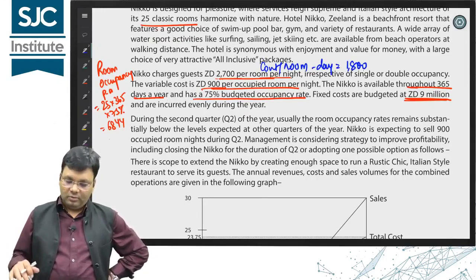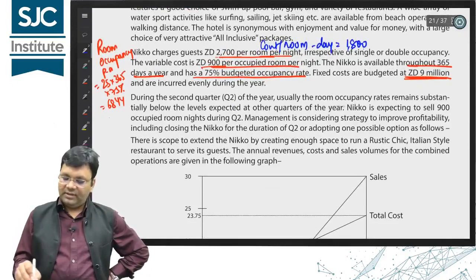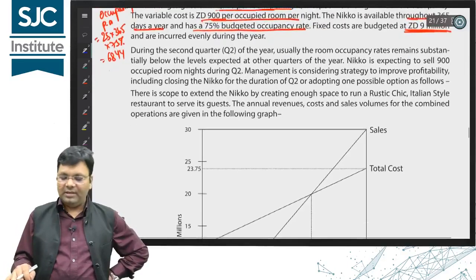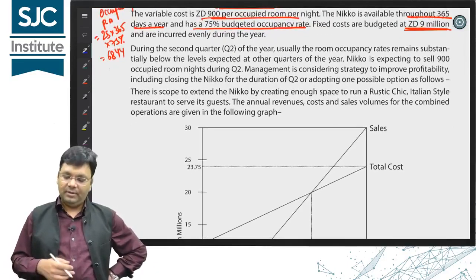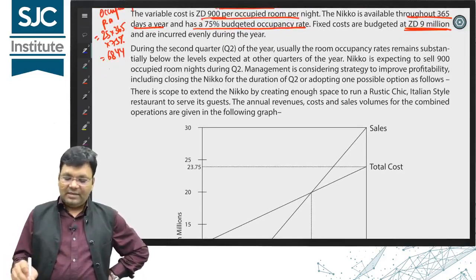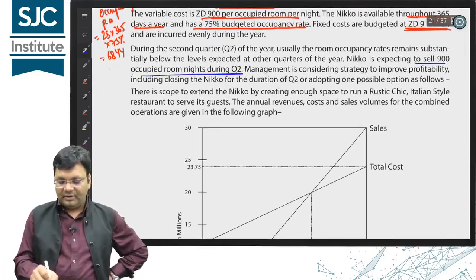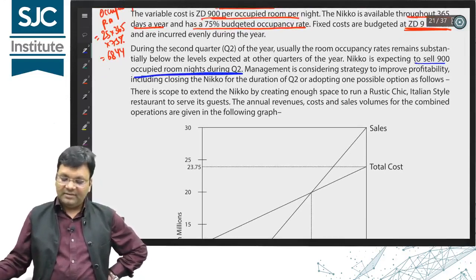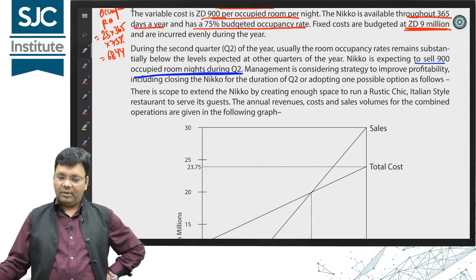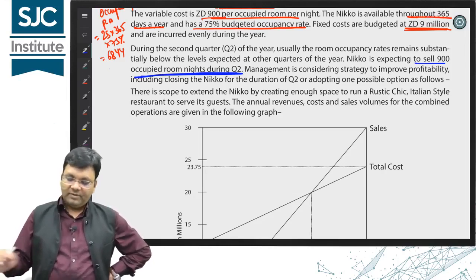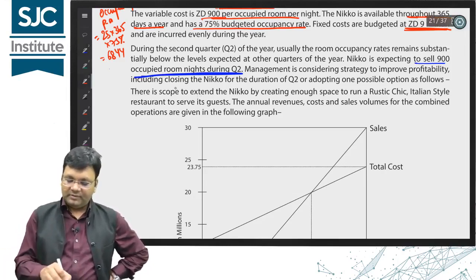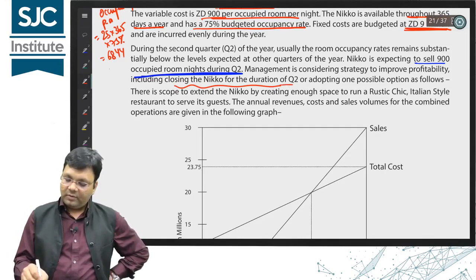During quarter 2 of the year, room occupancy rates usually remain substantially below the levels expected in other quarters of the year. Nikko is expecting to sell 900 room nights during quarter 2. Management is considering a strategy to improve profitability, including closing the Nikko for the duration of quarter 2 or adopting one possible option as follows. So there are two options.